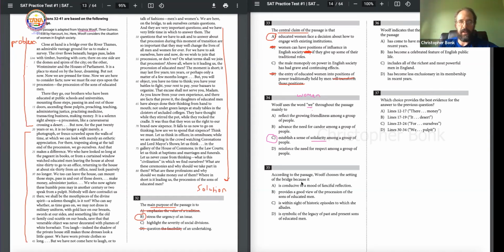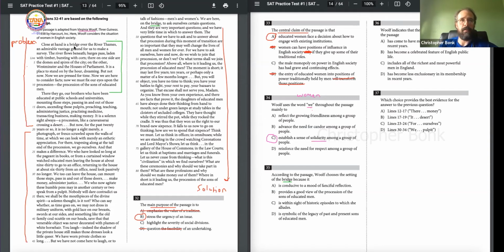According to the passage, Wolf chooses the setting of the bridge because it blank. So if we can find that, if we can find where the bridge is being discussed, we are going to find our answer accordingly. So it is brought up a couple places. One of them is on the right-hand side at line 47. We are here on the bridge to ask ourselves certain questions. None of our answers really talk about that too much. You could stretch some answers to fit it, but that isn't our best place. Instead, the first paragraph, the other place where it's mentioned, is really going to give us our answer.